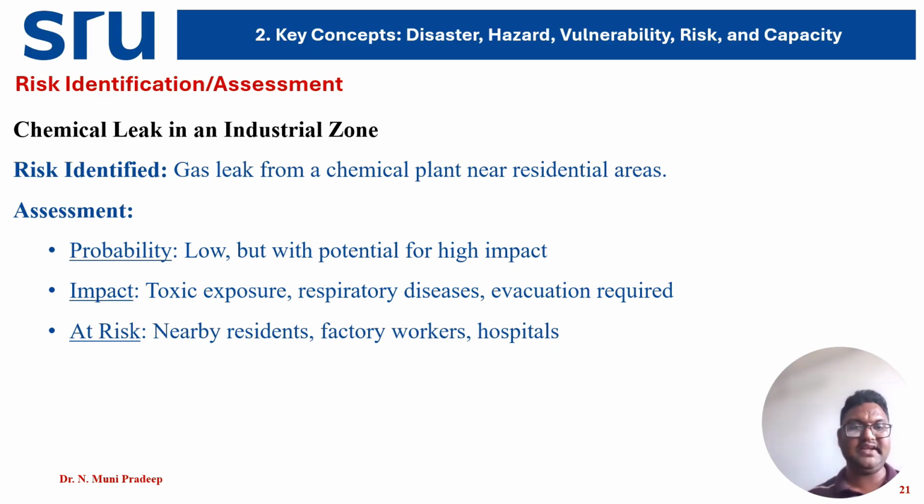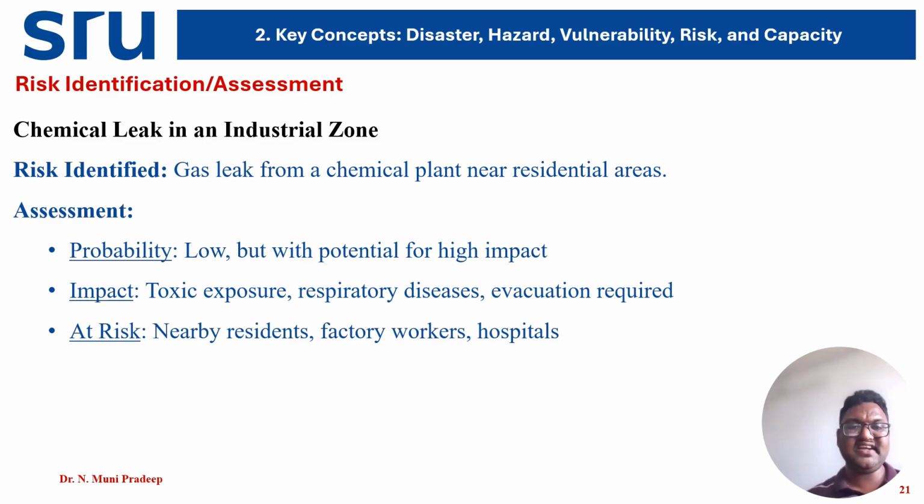Now the third one is impact. The toxic chemical exposure causes immediate deaths, long-term respiratory diseases, cancer, and neurological damage, and requires mandatory emergency evacuation of the surrounding area. Who is at risk? Nearby residents, who have no knowledge of what chemicals are stored in the plant; the factory workers directly handling the hazardous substances; and the hospitals that may receive mass casualties but be unprepared for chemical burns and poisoning.